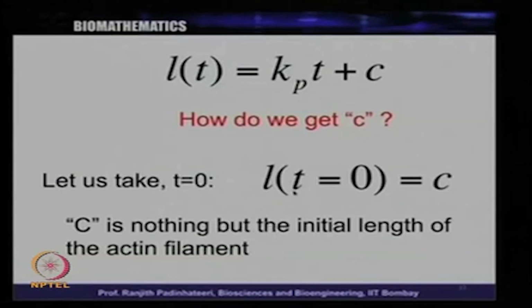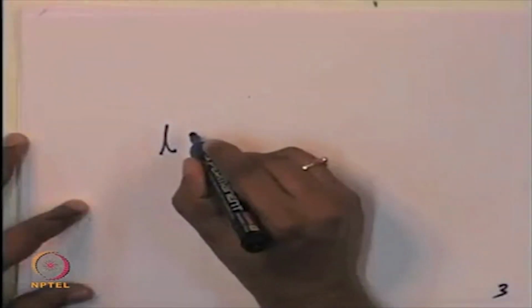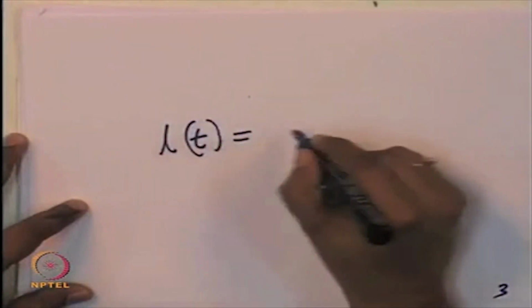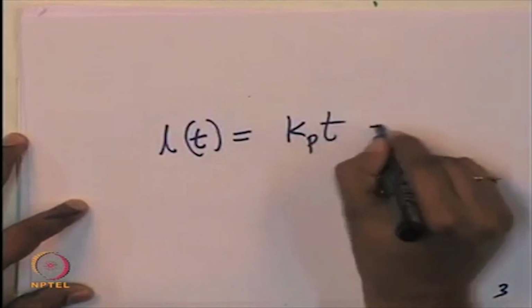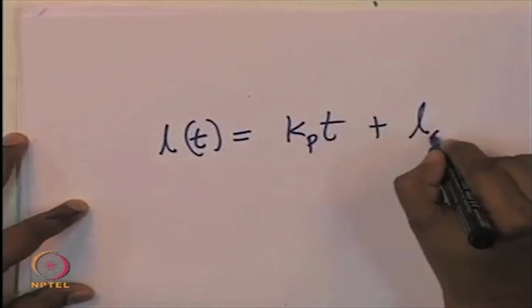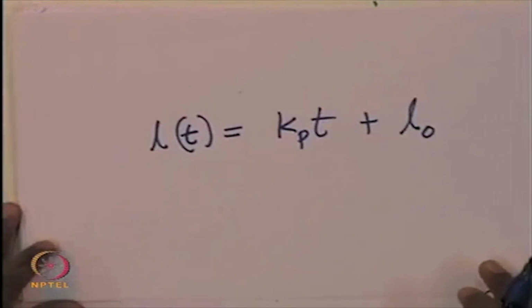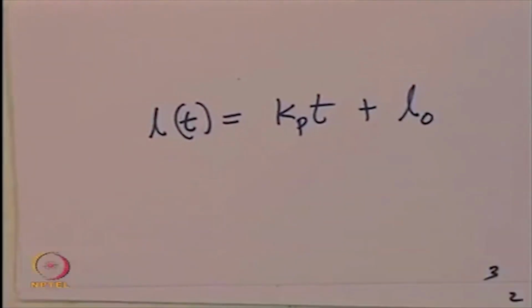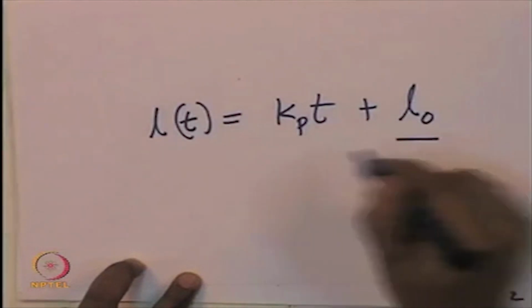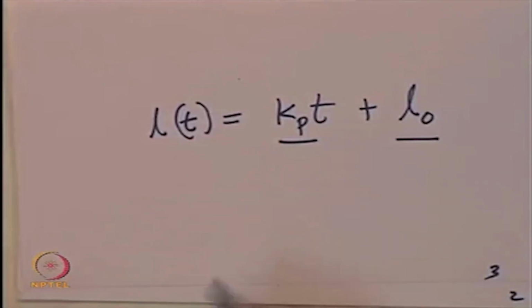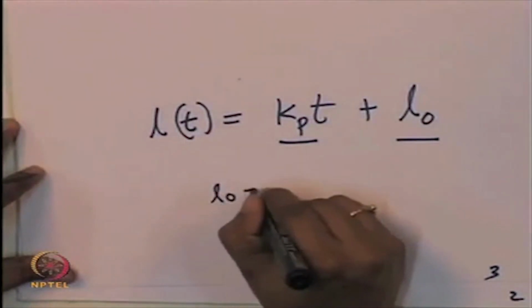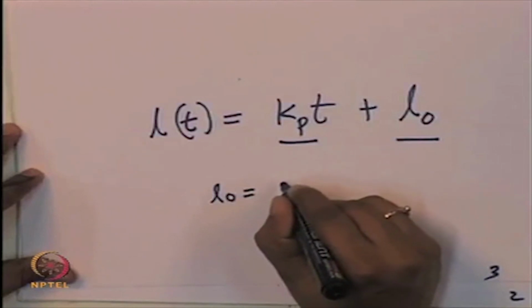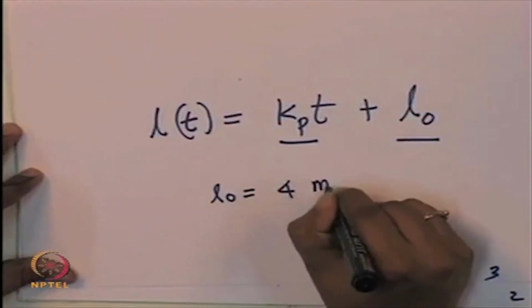Knowing this, we can write down the following. What did we get now? We got L of t is kpt plus the length at t equal to 0. Let me call it L0. So, this is the length at t equal to 0. If you know the length at t equal to 0 and if you know kp, you can get the length for every time. So, let us say L0 is 4 monomers.